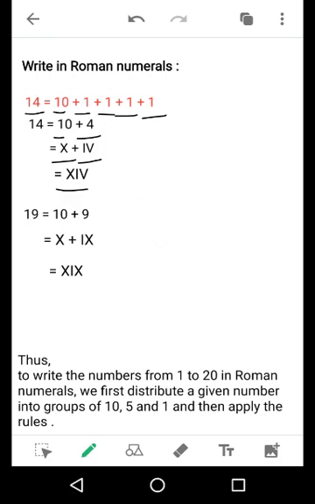Now see the second one. Second is 19. We think of 19 as 10 plus 9. We have the symbol X for 10 and the representation of 9 is IX. So 19 is written as XIX in Roman numerals. Remember, when we write numbers from 1 to 20 in Roman numerals, we have to distribute the given number into groups of 10, 5 and 1 and then apply the rules.